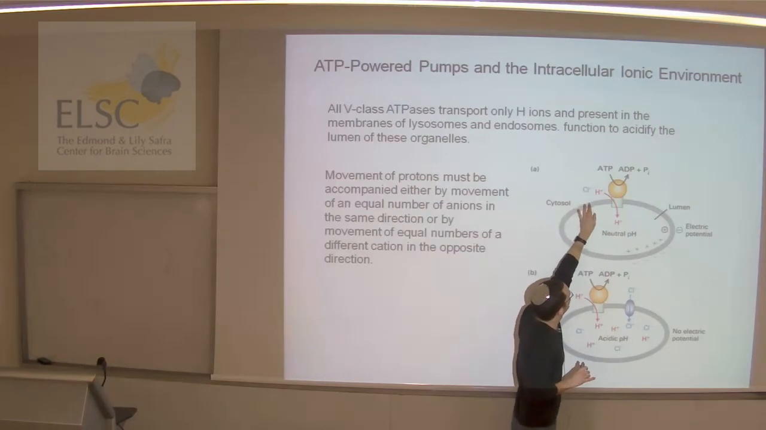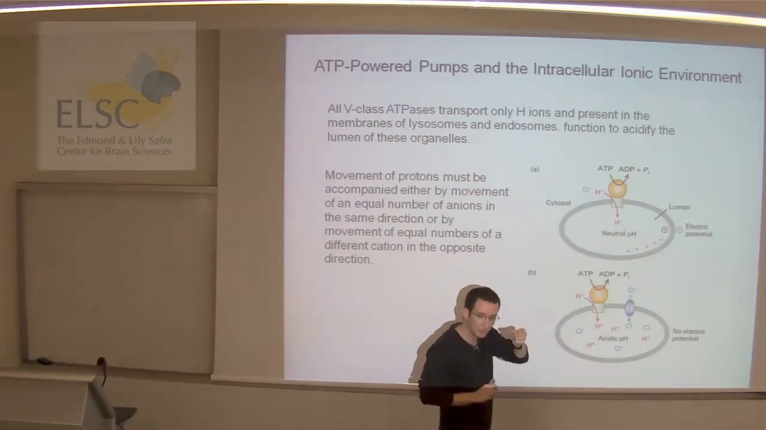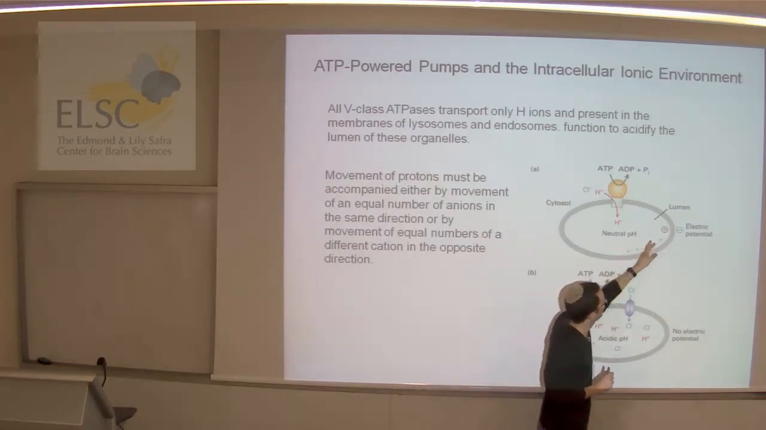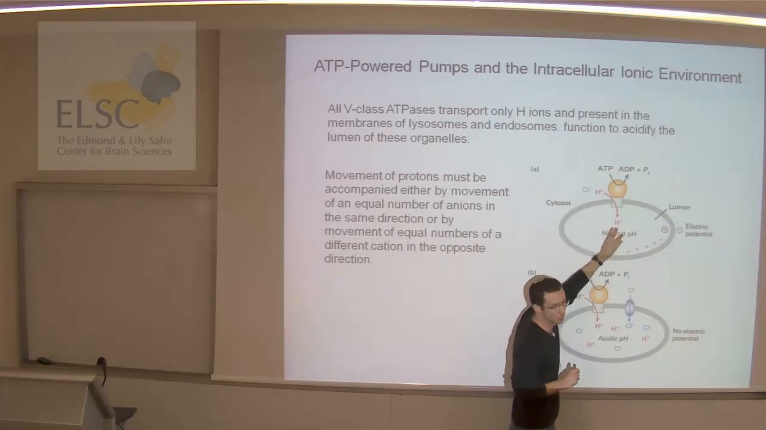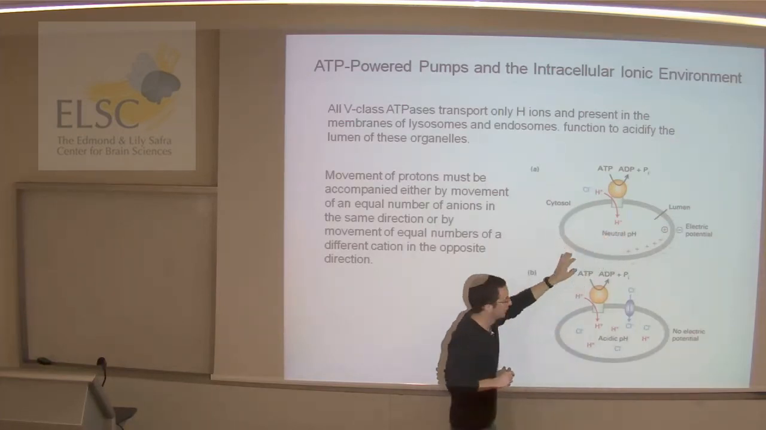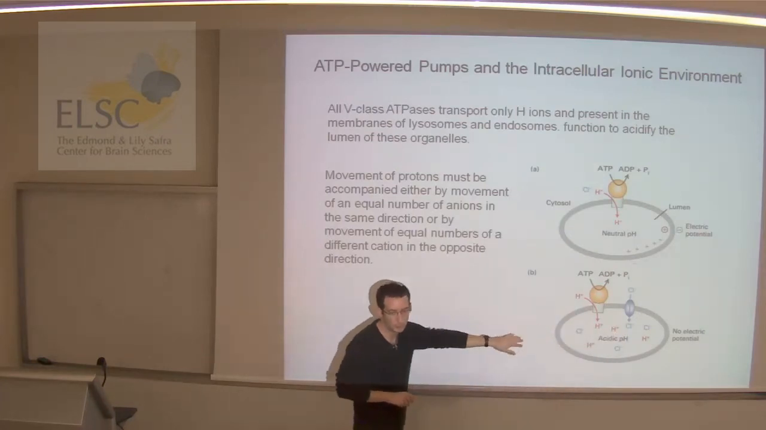So again, it's sufficient to change the chemical gradient of the protons just a little bit in order to build up such a huge electrical potential that would oppose any additional transport of protons. And so you have to couple it together with the movement of chloride in this case, which is most commonly what happens.